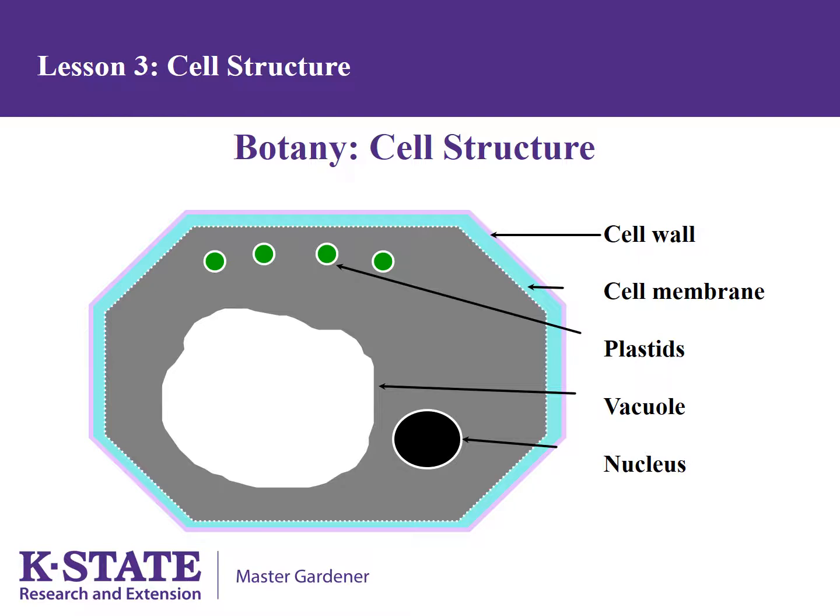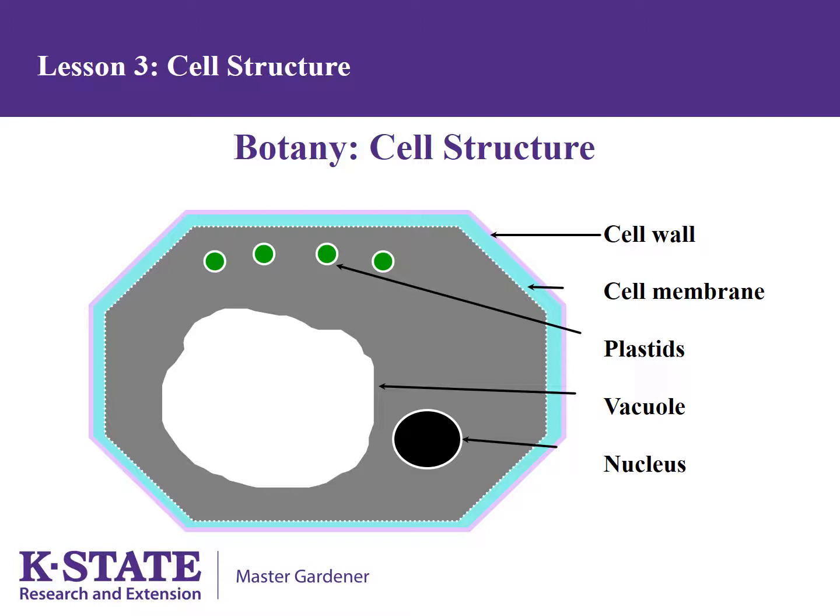A vacuole is a membrane-bound sac. In plant cells, one of its roles is to produce turgor pressure in the plant. If the plant is well watered, the vacuole enlarges and produces rigidity in the plant. If the plant is under moisture stress, the vacuole is reduced in size and the plant wilts. Though animal cells have vacuoles, they are much smaller and play a different role.